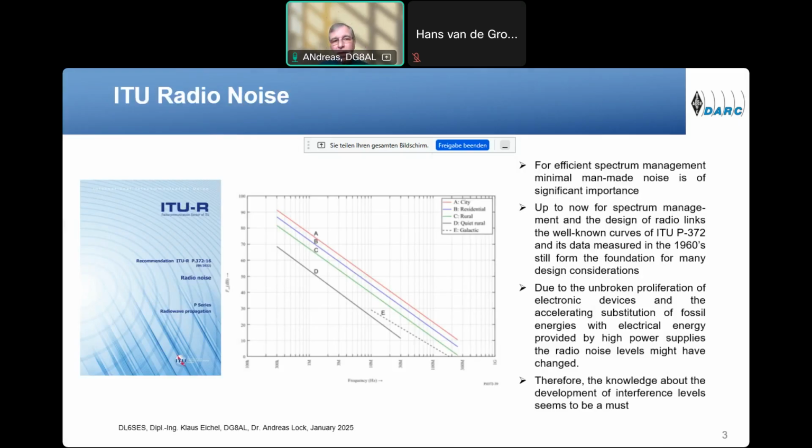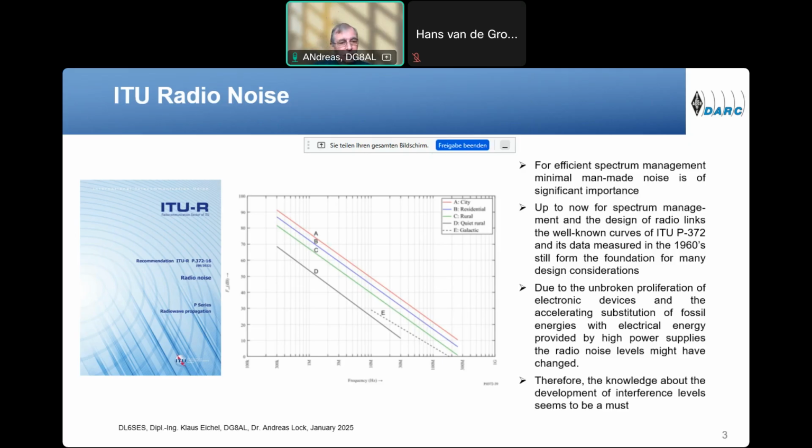Yeah, ITU is dealing with radio noise for many years. So for the efficient spectrum management and the design of radio links, the minimal man-made noise is of significant importance. So up to now, spectrum management and also design of radio links is based on the well-known curve of the ITU P372. The measurements, which are shown here in the middle of the slide, were done in the 1960s of the last century, and they are the foundation for many design considerations.